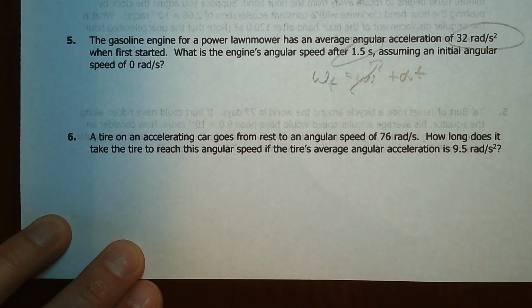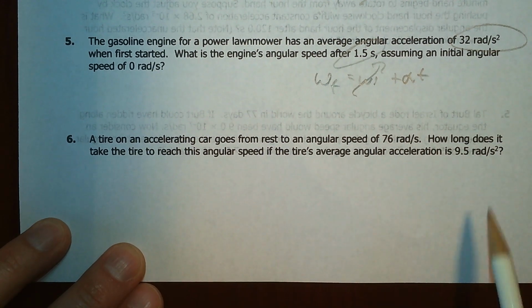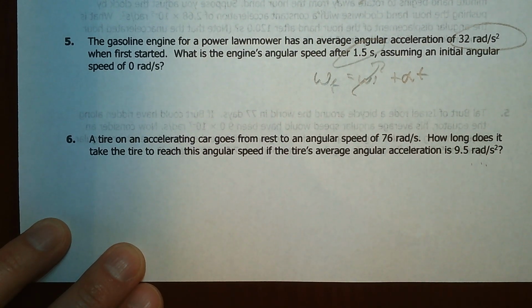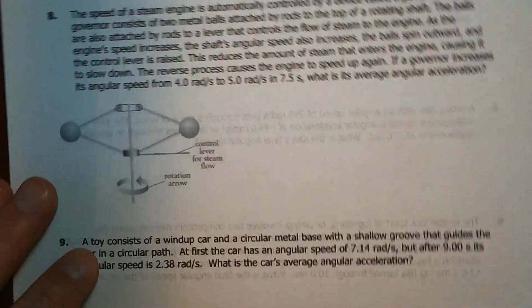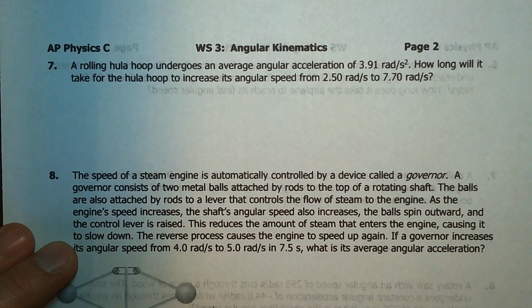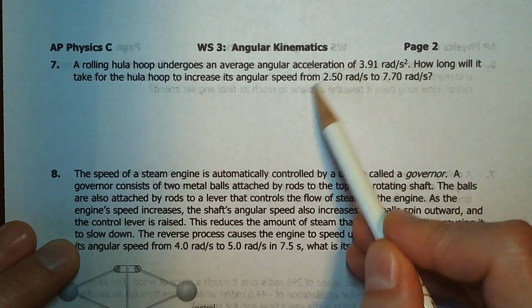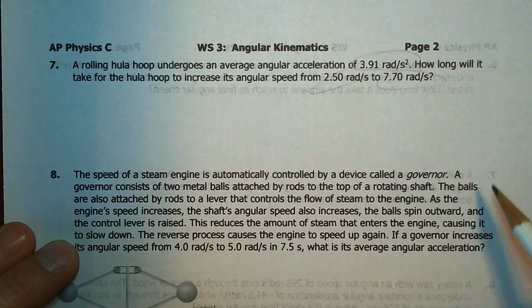Same idea for this one. Initial speed is 0. Final speed is this amount. Here's the acceleration. And find out the time. Same idea. We've got the initial speed, final speed, acceleration, find the time.